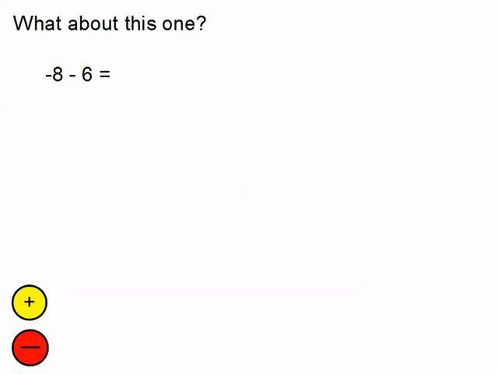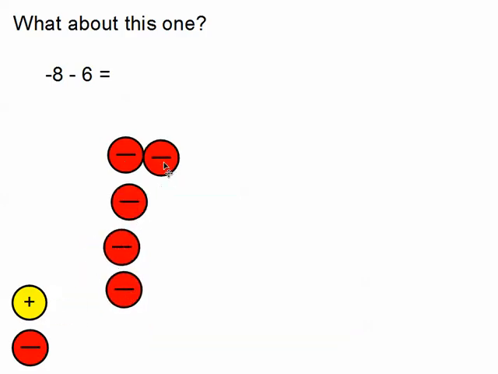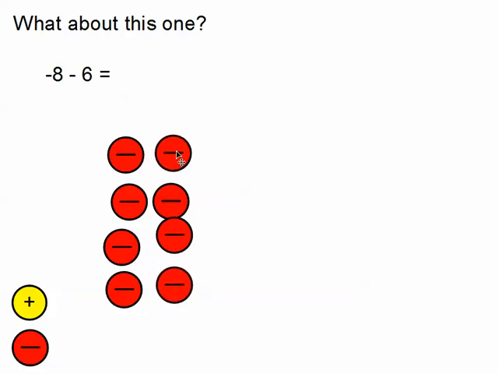Here we have a negative 8, take away, positive 6. So if I were to build negative 8, and I need to take away a positive 6, I need to add into this problem 0 pairs that allow me to take away a positive 6, because right now I have no positives to take away.